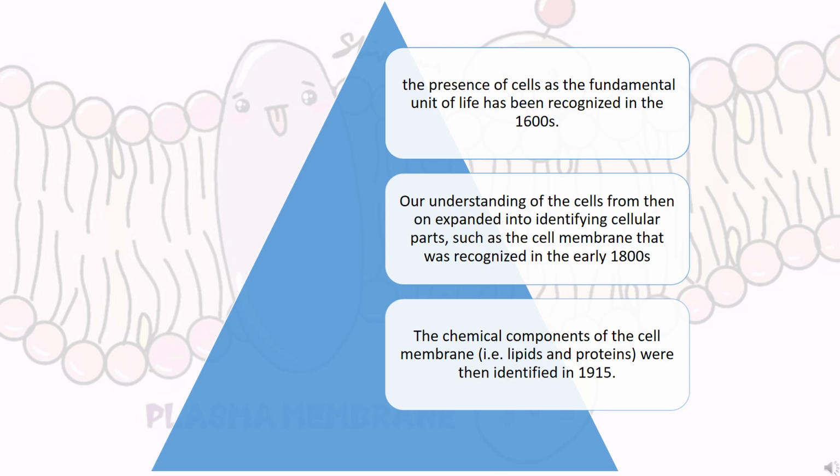With the emergence of microscopes, the presence of cells as the fundamental unit of life was recognized in the 1600s. Our understanding of the cells from then on expanded into identifying cellular parts, such as the cell membrane that was recognized in the early 1800s. Its permeability depending on conditions has also long been recognized. The chemical components of the cell membrane, i.e. lipids and proteins, were then identified in 1915.